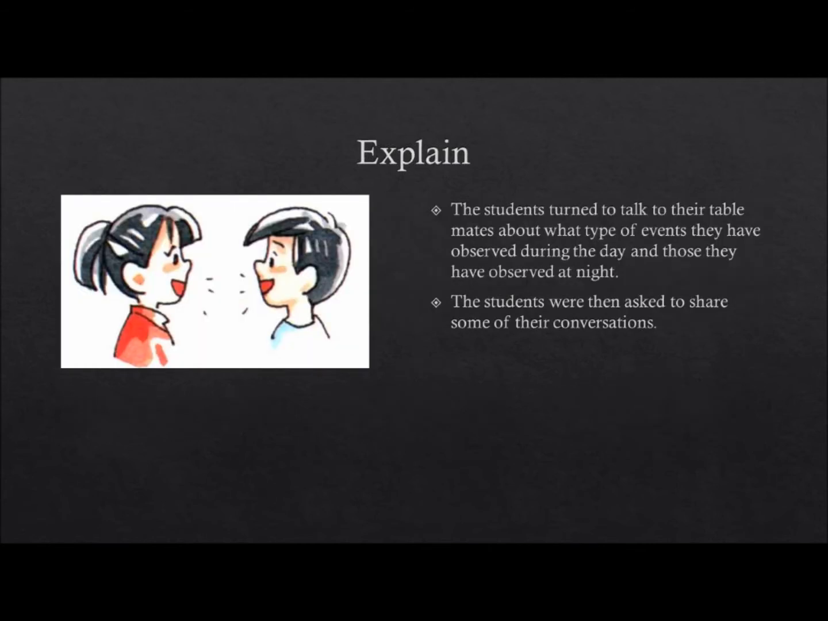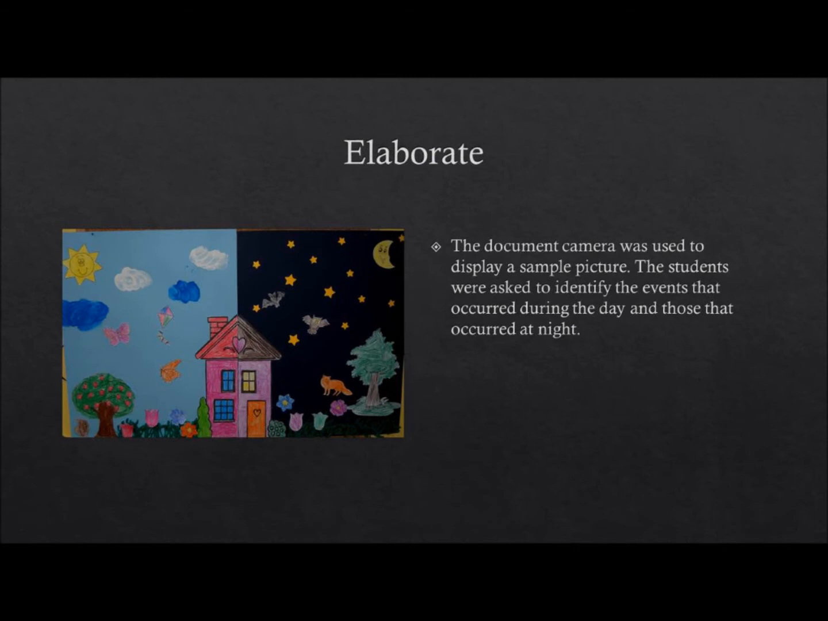The students were then asked to turn to talk to their table mates about what type of events they have observed during the day and those they have observed at night. The students were then asked to share some of their conversations. The document camera was used to display a sample picture. The students were asked to identify the events that occurred during the day and those that occurred at night.